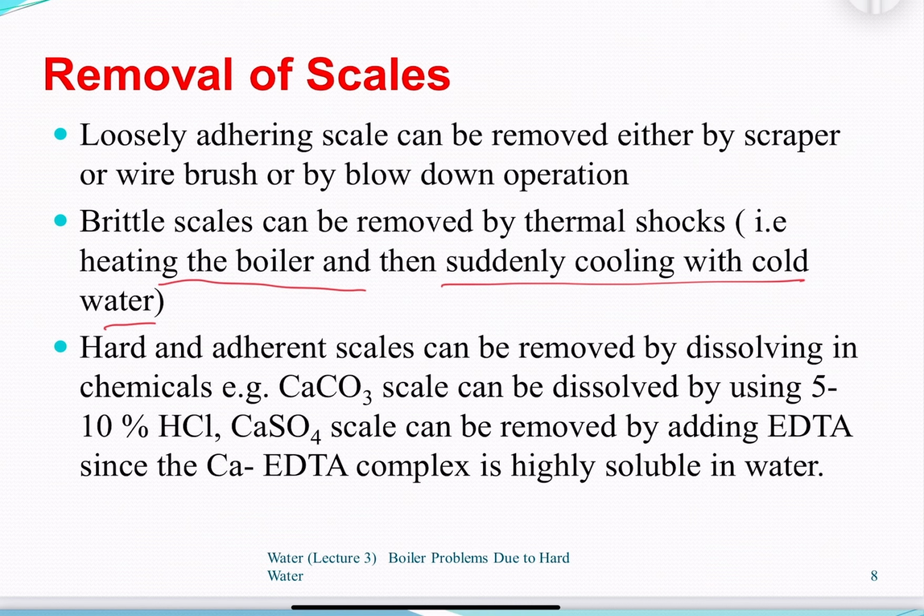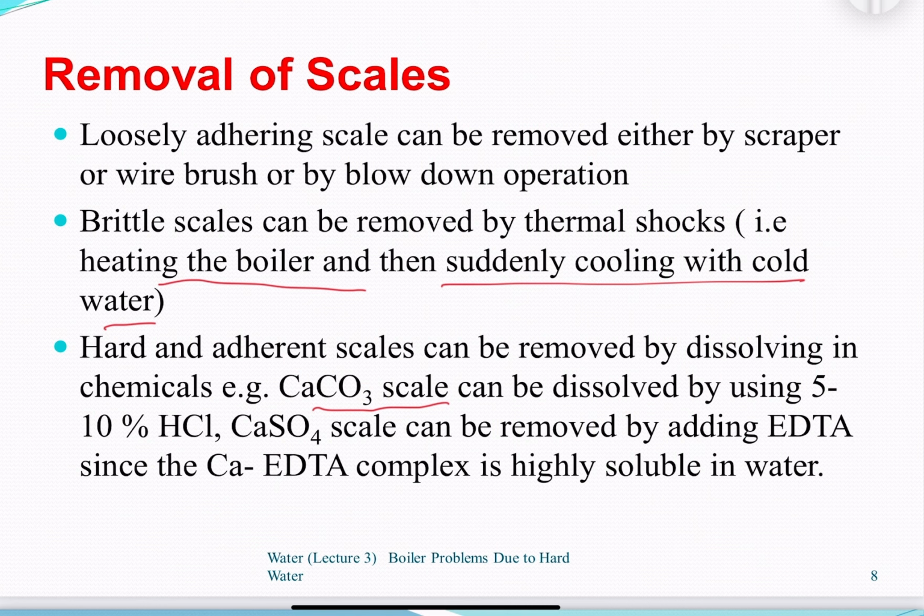Besides this, if the scales are very hard and adherent, then we do chemical treatment. We generally say CaCO3 scales are removed by dissolving in 5 to 10% HCl, and calcium sulfate scales are removed by adding EDTA because it forms calcium EDTA complex, which is highly soluble in water.